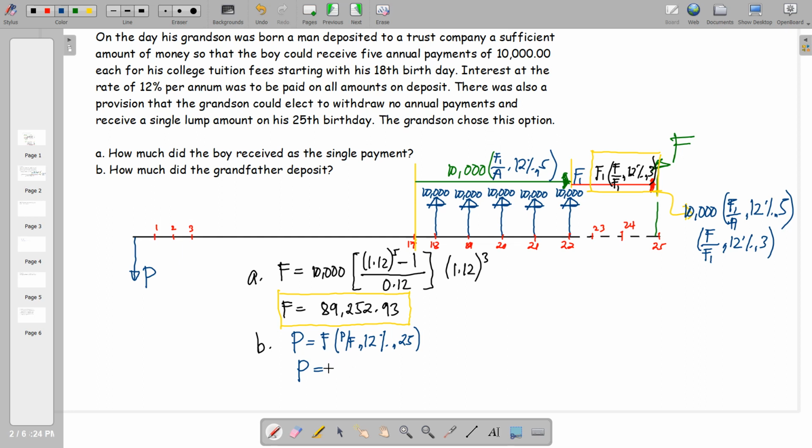So we get P, first we substitute F, and then this notation, that is 1.12 raised to negative 25. So we have here 5,250.15. So this is the investment of the grandfather in order to come up with these withdrawals and the future of his grandson.